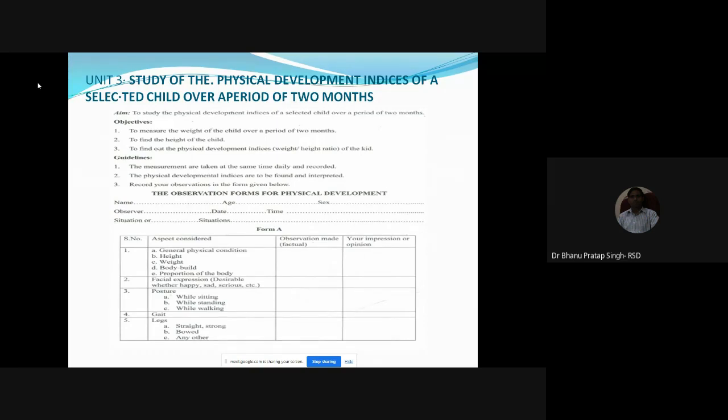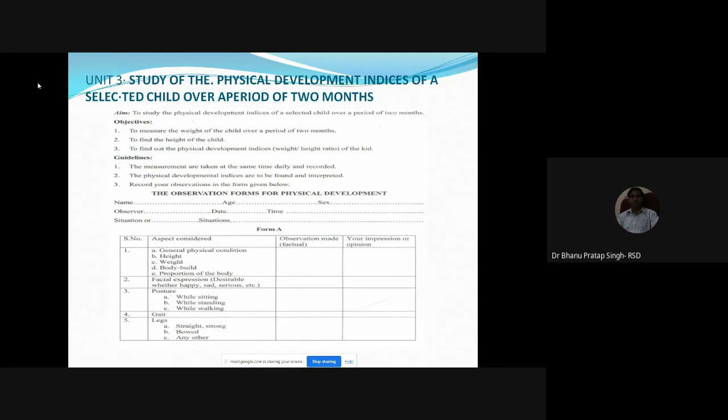And there are three objectives. One is to measure the weight of the child over a period of 2 months. You may take intervals; that may be a week, a fortnight, or as per the criteria taken by you. So there is freedom for you to find the height of the child. For that, you may also have some interval. As discussed, that interval may be weekly, fortnightly or monthly. It would be better if you take the period at least weekly.